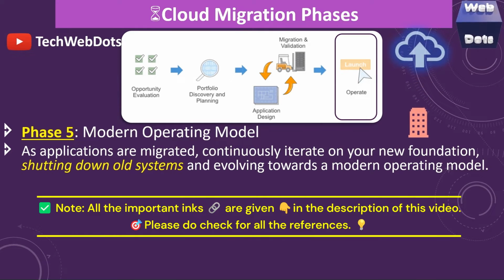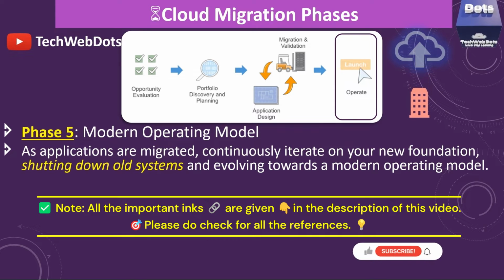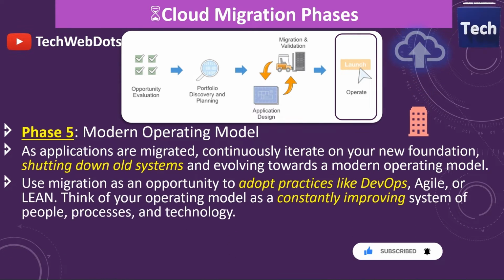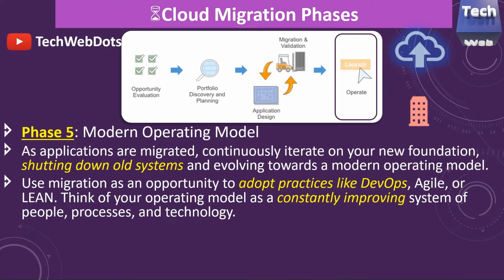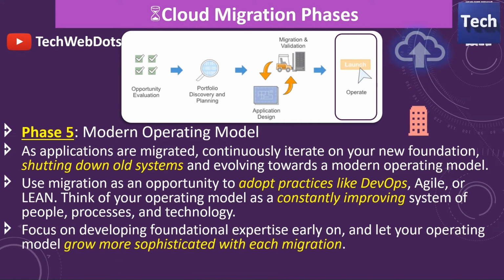So as applications are migrated continuously, iterate on your new foundation, shutting down the old systems and evolving towards a modern operating model, right? And this is the right time where you use migration as an opportunity in your organization to adopt practices like DevOps that will help you with quick continuous integration, continuous deployment, and an agile or lean approach. Think of your operating model as a constantly improving system of people, process, and technology.